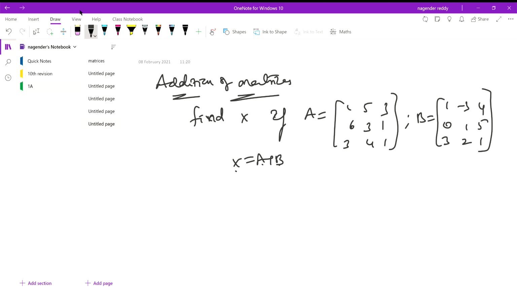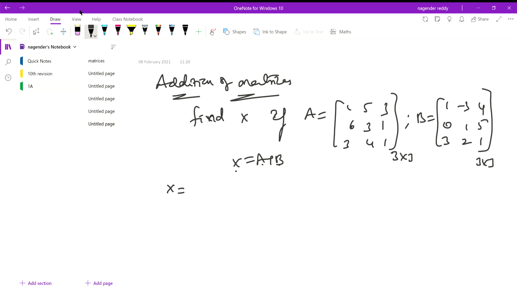But before going to addition, we should check whether the order of the two matrices is equal or not. What is the order of this matrix? This is 3 by 3, and the order of this one is 3 by 3. Obviously we can go for it. While you are going for addition, subtraction and multiplication, first of all we should check the order of the matrices. Then only we have to go for the operation.